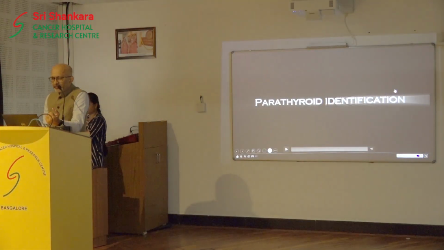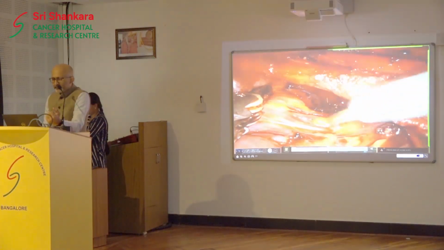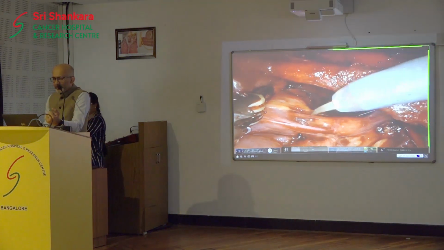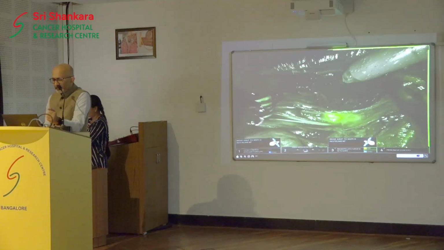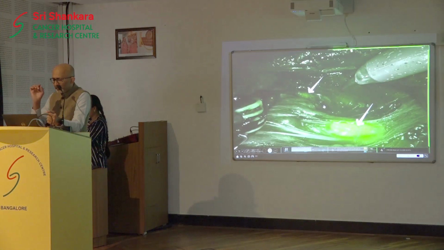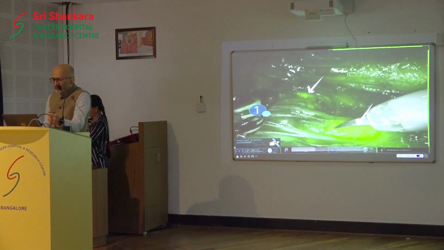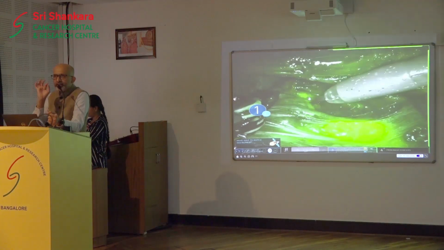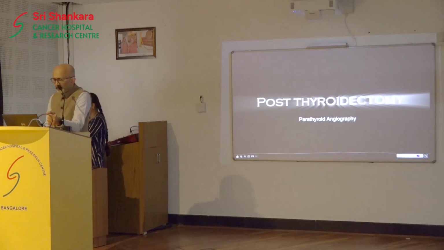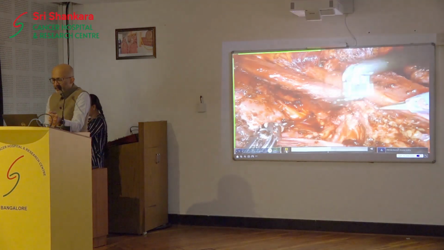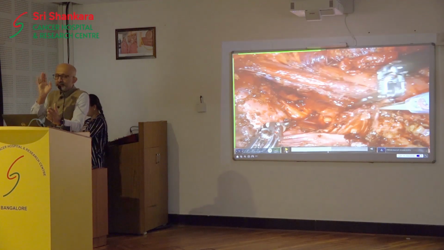Now, how do we identify parathyroid? So this is how we do. I compress the gland, whether it's right or left. We compress. We give indocyanine green. So you can see the two glands shining up like this. What happens is, it's the first structure in the neck to light up when you give indocyanine green.